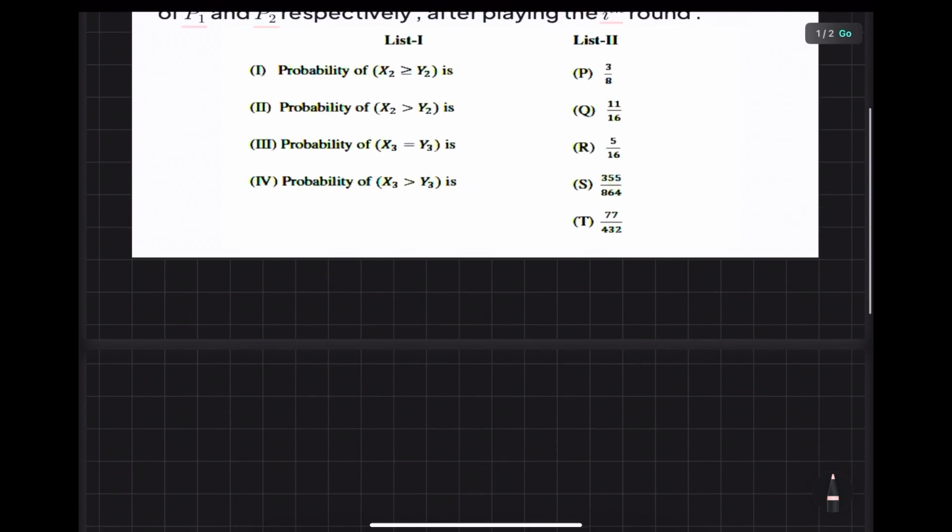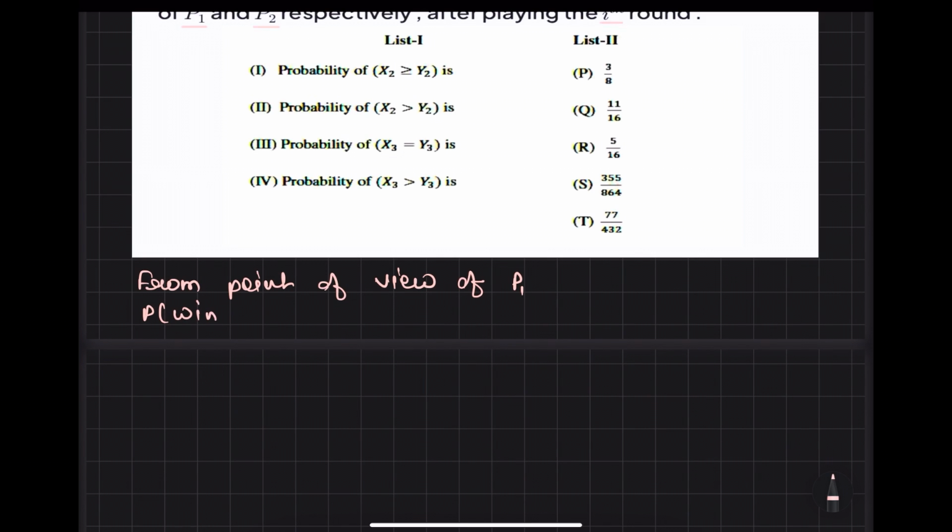Now what I will do, I will try to create this game according to my point of view, from the point of view of P1. So what will be the cases? P1 will win, that is the winning case, or draw, or lose.